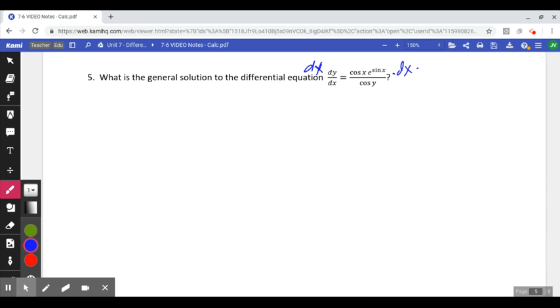And then we'll also multiply by the cosine of y on each side. You can do those in separate steps. If you do them in one step, here's what's going to happen. Dx cancels out on the left, cosine y cancels out on the right, and we wind up with the cosine of y dy is equal to cosine of x e to the sine x dx.